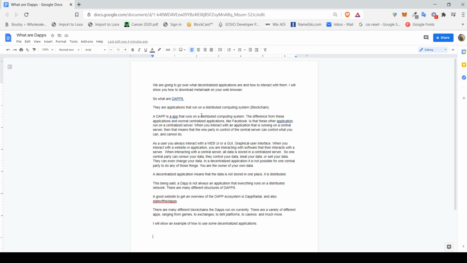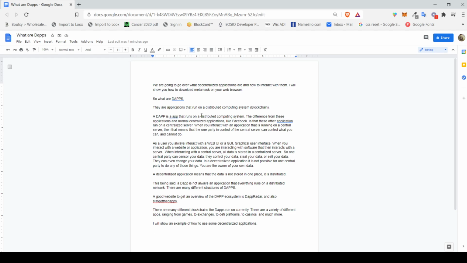So what are dApps? They are applications that run on a distributed computing system or a blockchain. The difference from normal centralized applications like Facebook is that these other applications run on a centralized server. When you interact with an application that is running on a central server, that means that the one party in control of the central server can control what you can and cannot do.